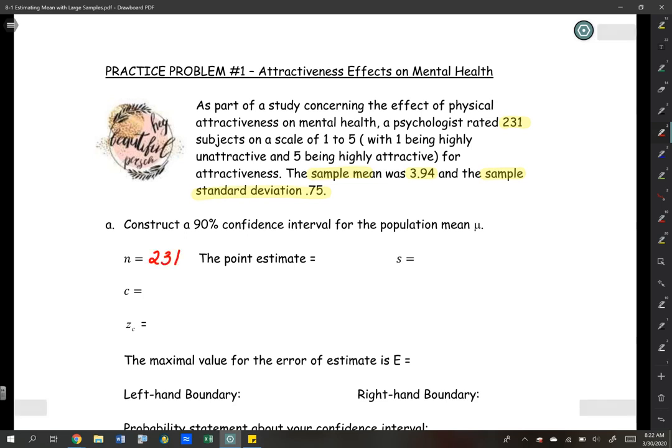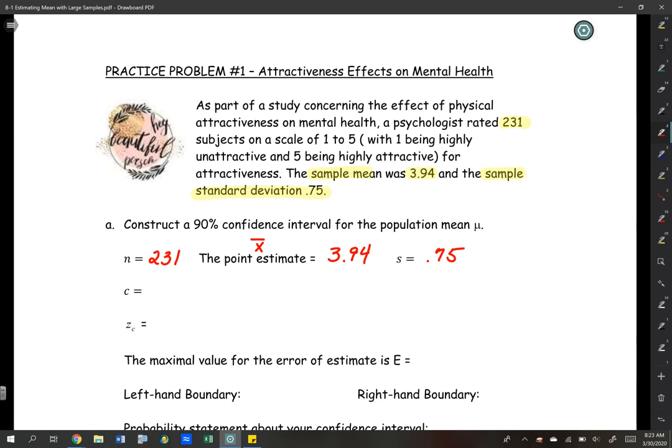The point estimate is equal to X bar. The point estimate is X bar, right? So if I ask you for the point estimate, you have to know that I'm asking you for X bar, the sample mean. And I can't stress that enough. The standard deviation here is 0.75.